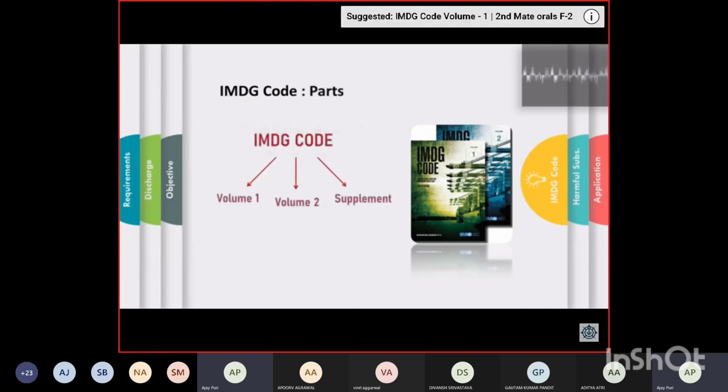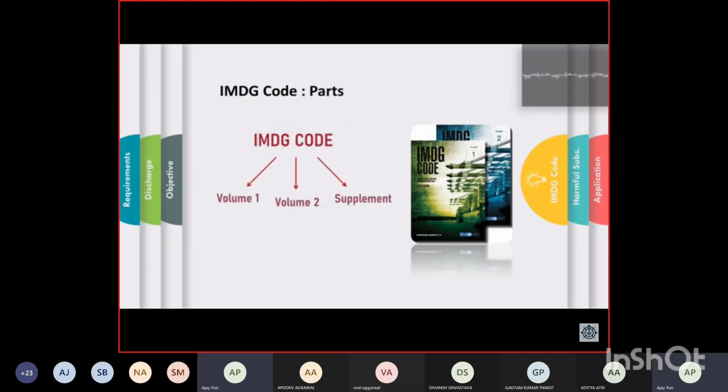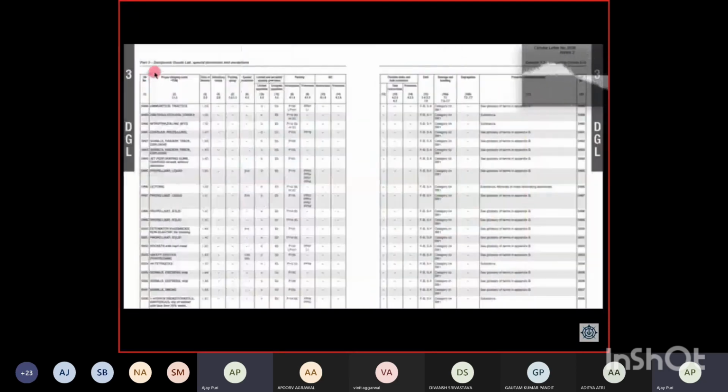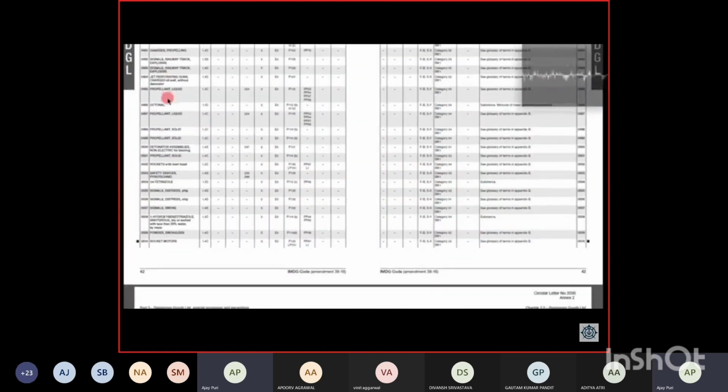As I told you, the IMDG code comprises 3 books: Volume 1, Volume 2, and the supplement. Volume 1 of the IMDG code contains general provisions, classification of dangerous goods, and guidelines on packing, marking, and transporting dangerous goods, while Volume 2 contains the dangerous goods list. It is a list of dangerous goods carried by sea, and whenever a letter P is given against a substance in the DG list, it means that substance is a marine pollutant. This is the dangerous goods list which is given in Volume 2 of the IMDG code.